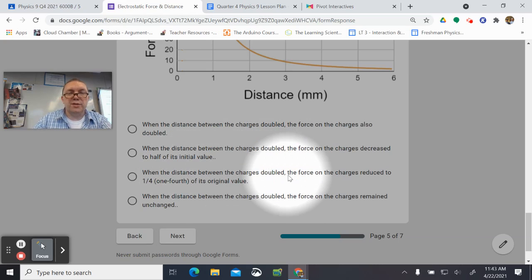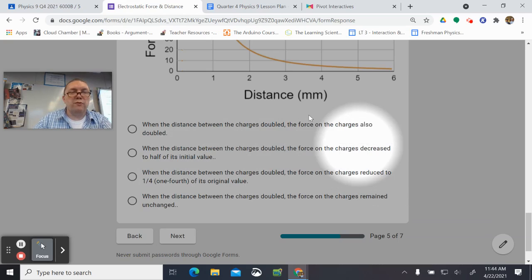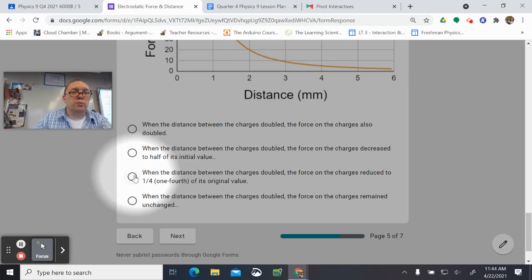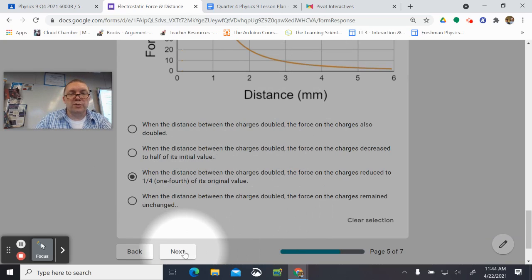When the distance doubled, the force was reduced to 1/4. Well, it went from 20 down to about 5. 20 divided by 5 is 4. Yeah, it is 1/4 of its original value. That works.